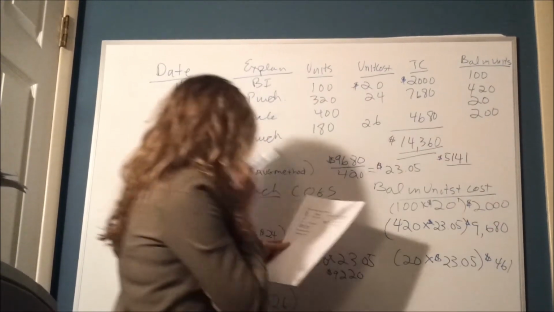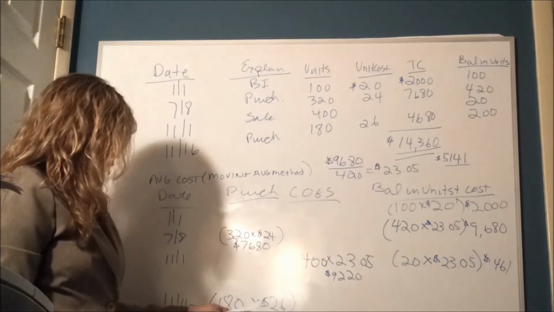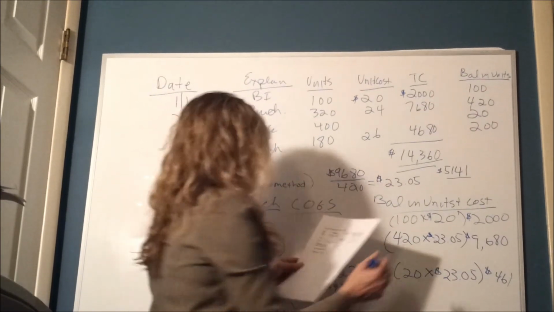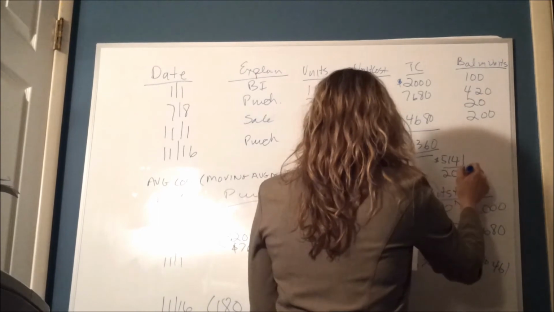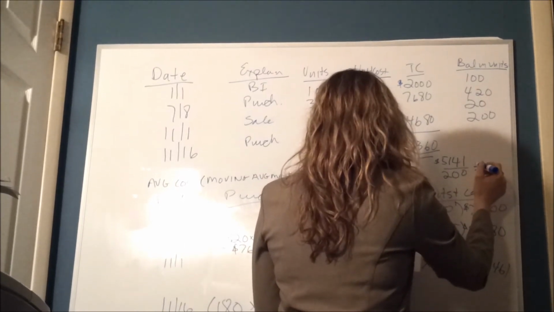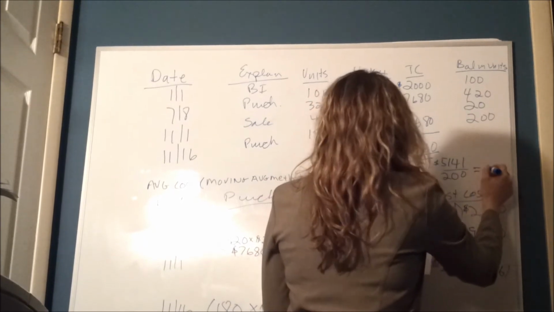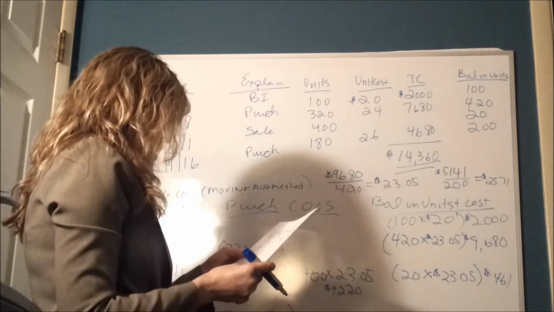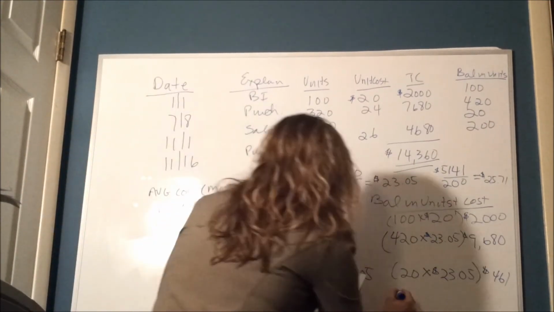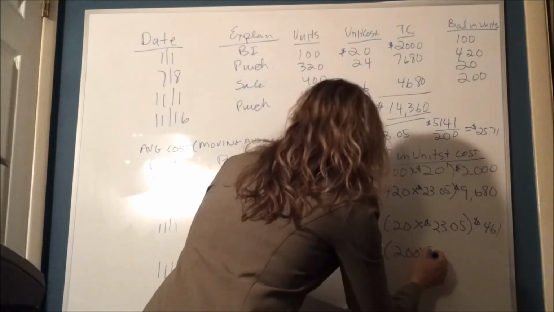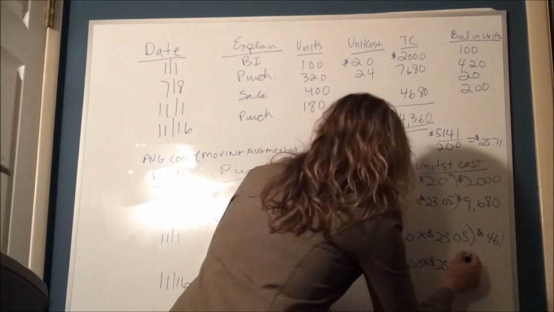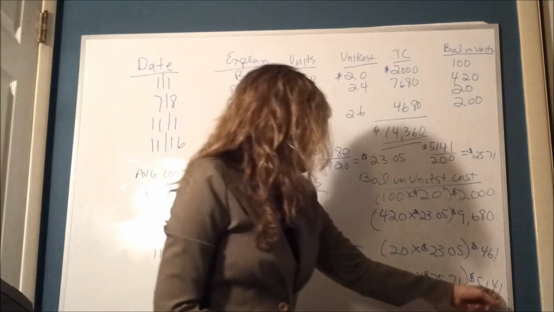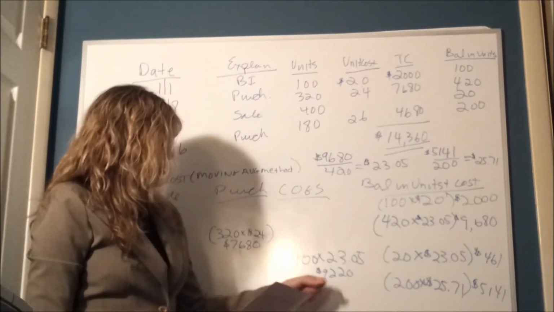5,141. Now we need to divide that by the number of units we have. We bought 180, we had 20 in our inventory, so our total units are 200. So now our price per unit has changed. The price per unit is now $25.71 per unit. So our ending inventory is going to show 200 units at $25.71 per unit for a total of $5,141. So our ending inventory is $5,141, cost of goods sold $9,220.